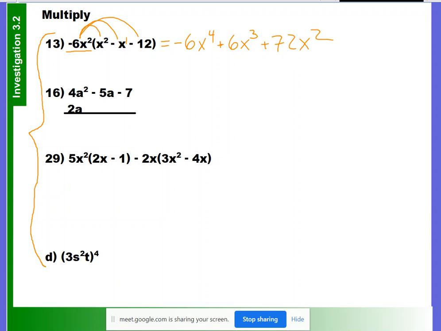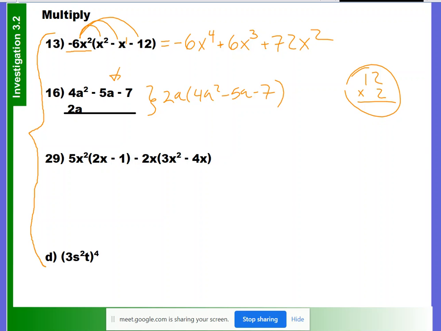Number 16 is actually exactly like number 13. No differences. I could have written it as 2a times 4a squared minus 5a minus 7. But, you know, sometimes we like to do multiplication like this. There's no difference between what I wrote here and this problem here. So is there a brave soul willing to try this problem?